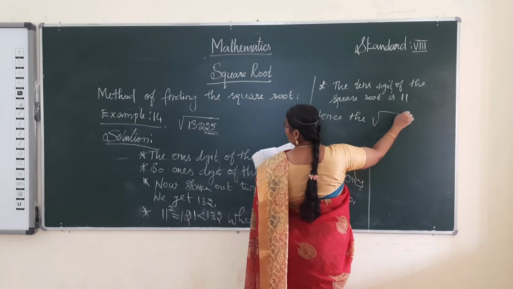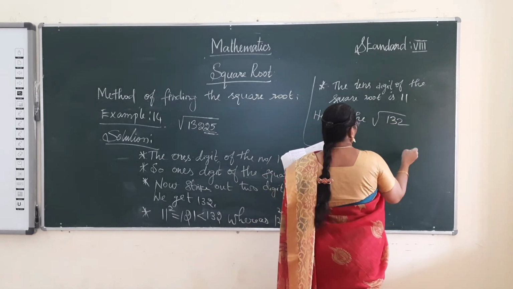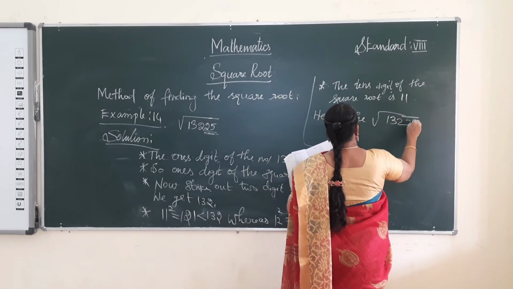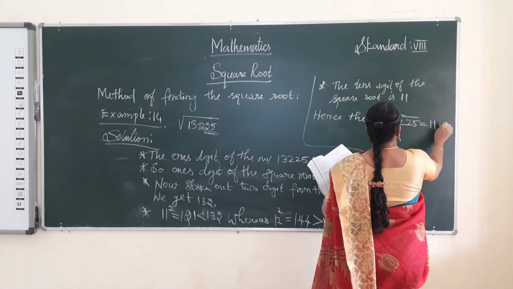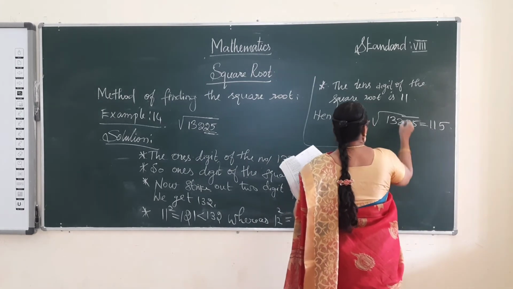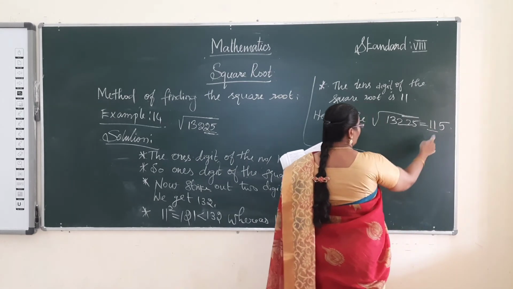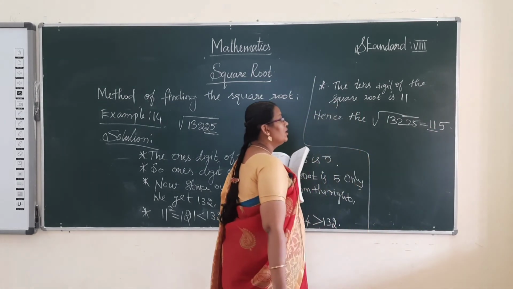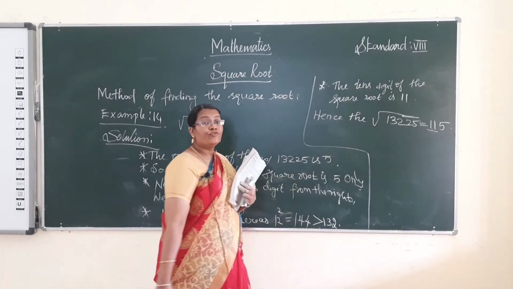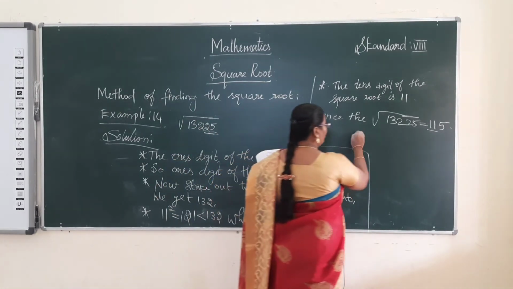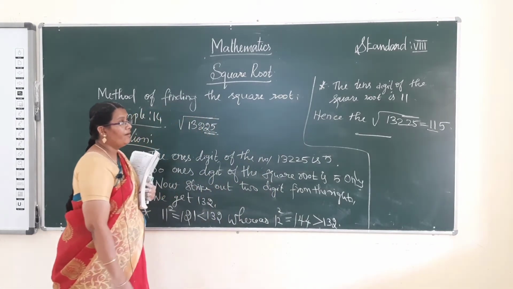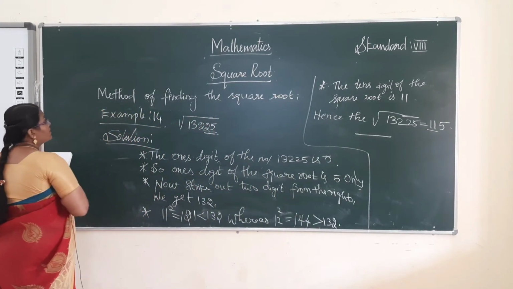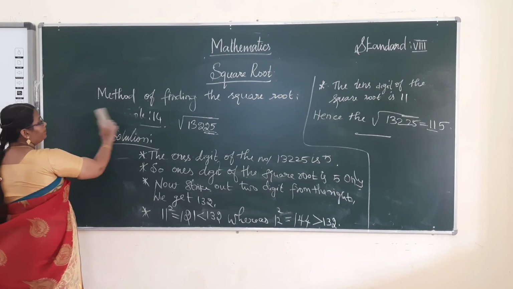Hence the square root of 13,225 is equal to 115. The tens place is 11, the ones place value is 5. So 115 is the answer for the square root of 13,225. Okay, now see the third method.